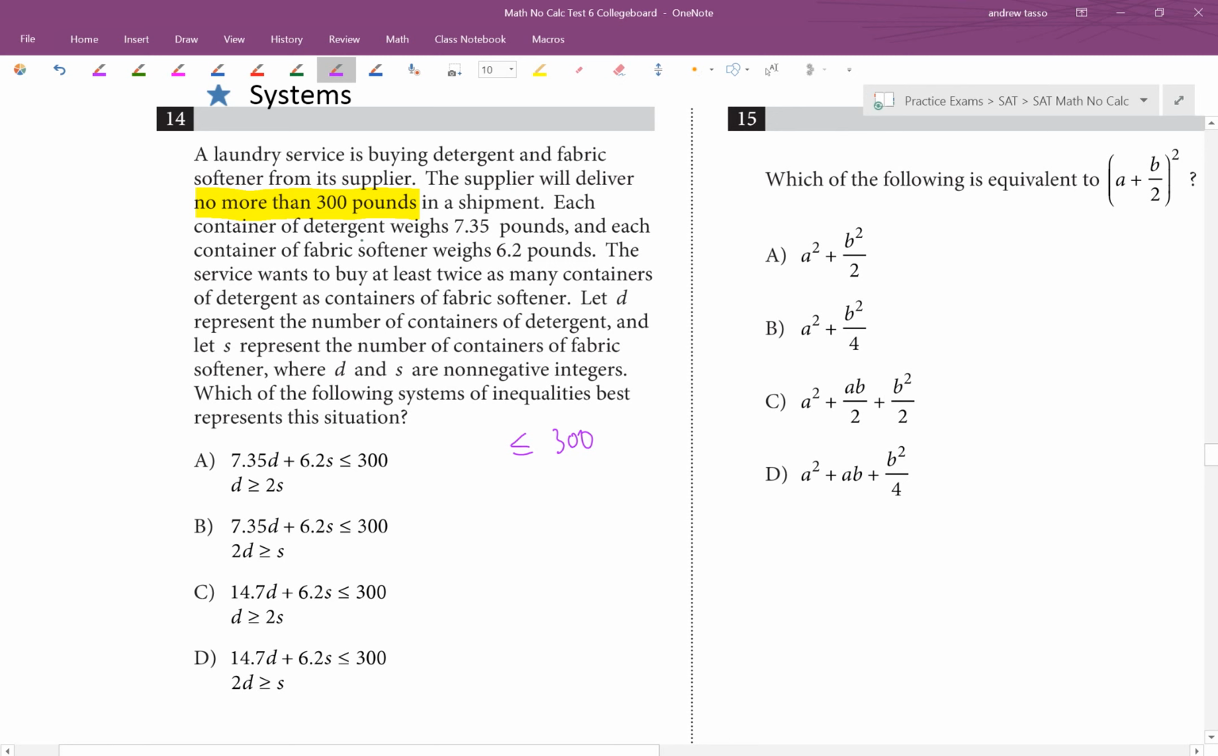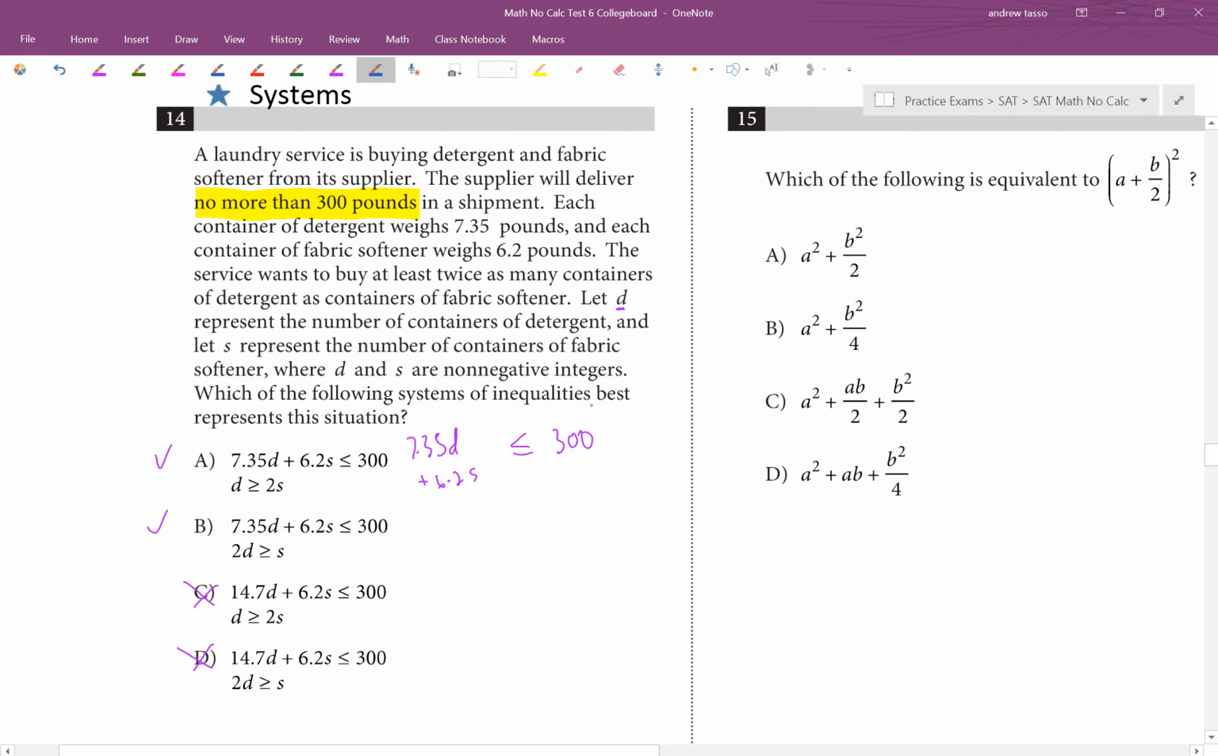Each container of detergent weighs 7.35 pounds, so 7.35 pounds times the number of detergent. Detergent is going to be D. Then I'm going to have to add that with 6.2 times the fabric softener, which is S. So choice A is looking good from that first equation. This equation matches that, and these two are no good. Now it just comes down to getting the second equation.